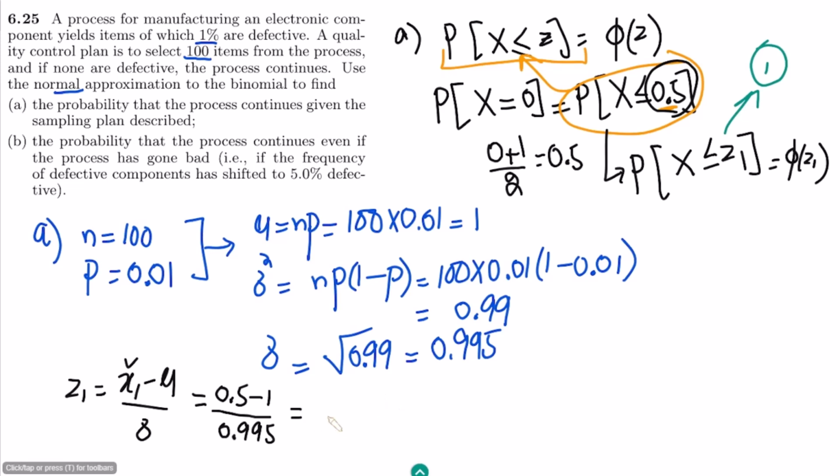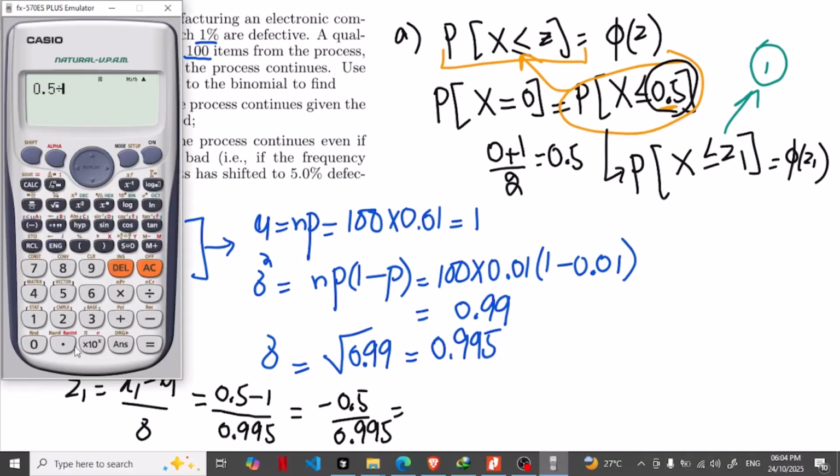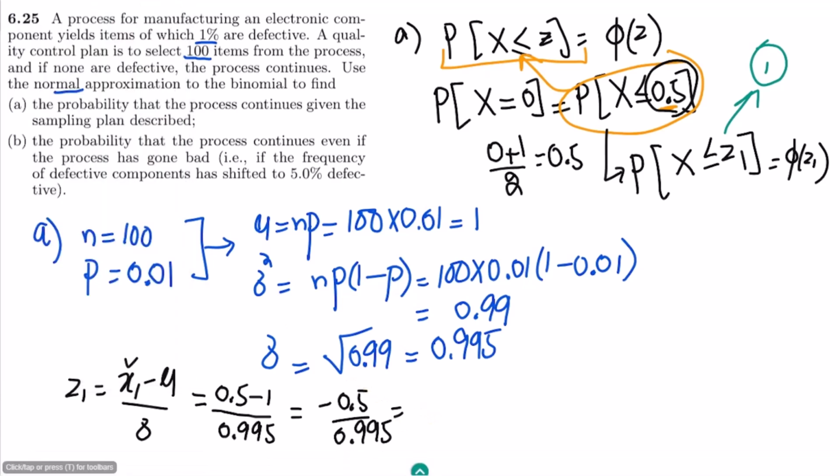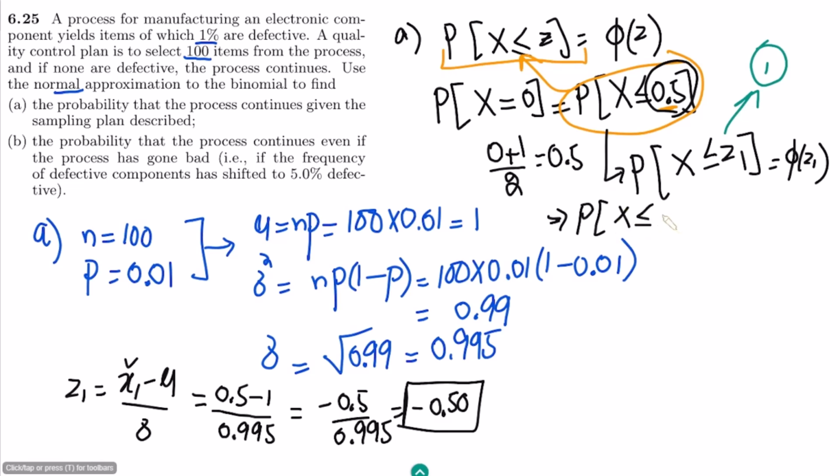Let me calculate it. It would be minus 0.5 divided by 0.995, so the value of z1 will be minus 0.50. That is the value of z1. Putting it in, we get the probability that x is less than or equal to minus 0.5, which is phi of minus 0.5.